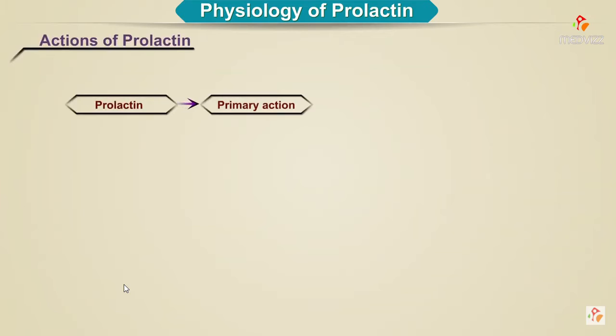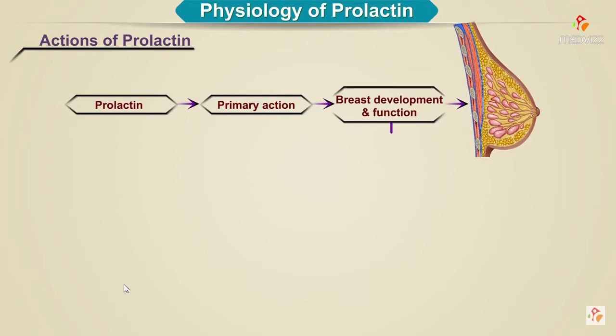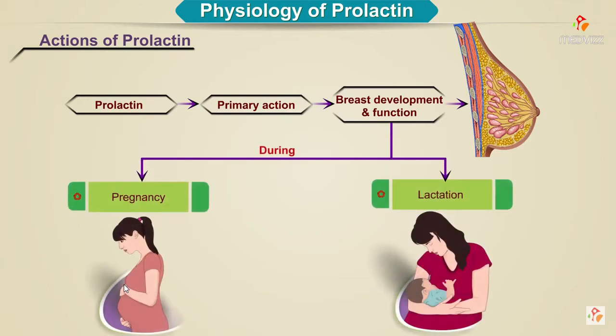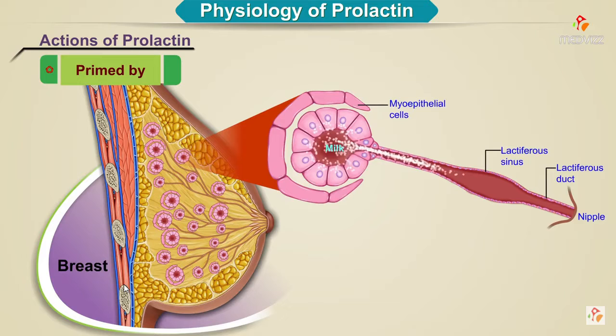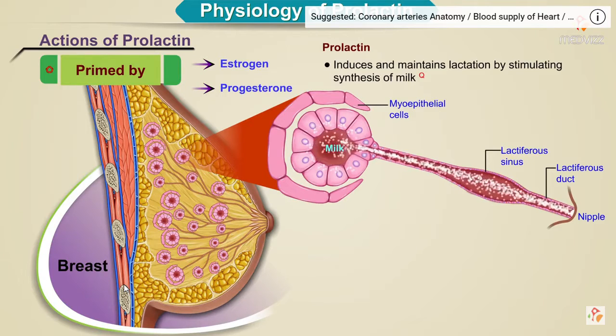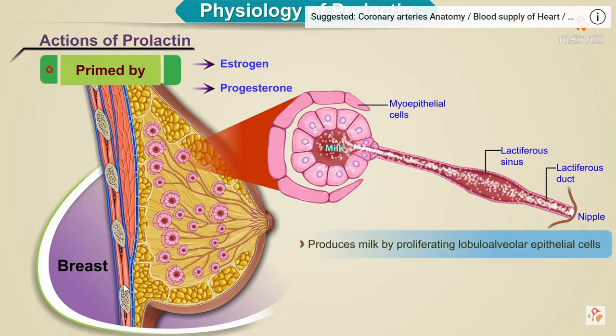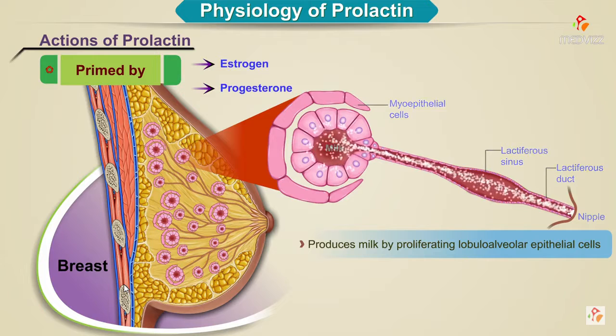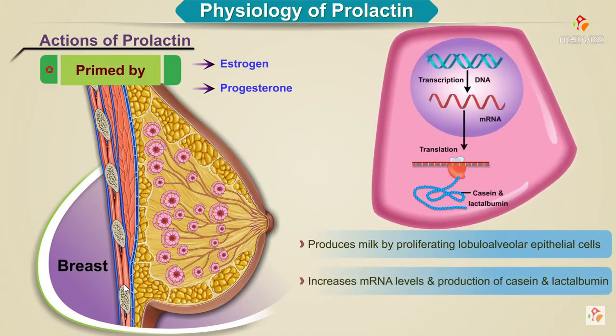The actions of prolactin. The primary action of prolactin in humans is related to breast development and function during pregnancy and lactation. In a breast which has been primed by the female hormones, estrogens and progesterone, prolactin induces and maintains lactation by stimulating the synthesis of milk. Prolactin produces milk by proliferating the lobulo-alveolar epithelial cells. Its effects on the breast involve increasing the levels of mRNAs and subsequently production of casein and lactalbumin in them.